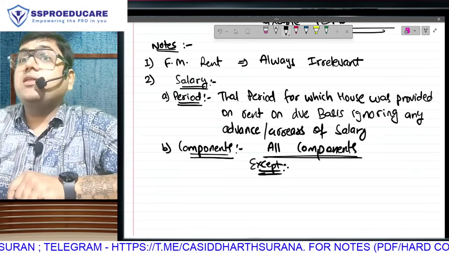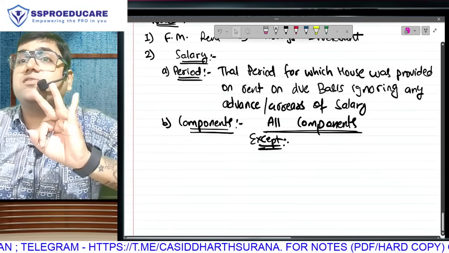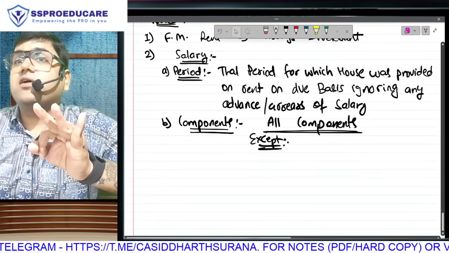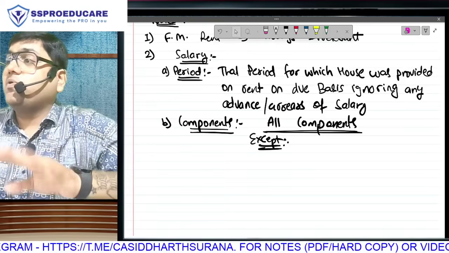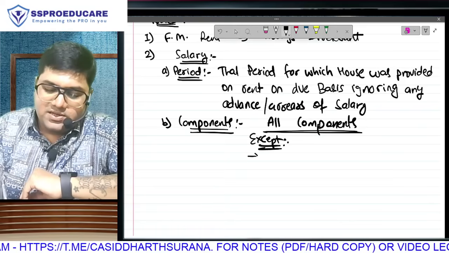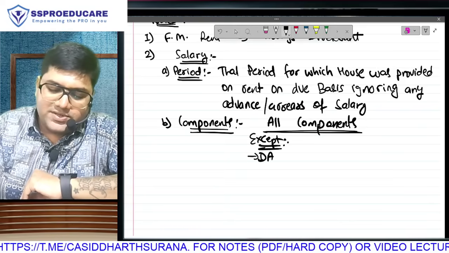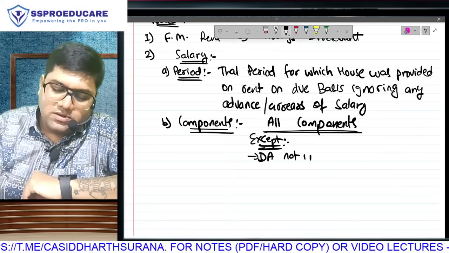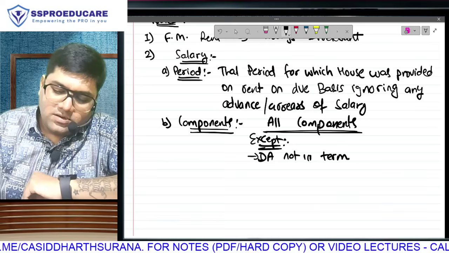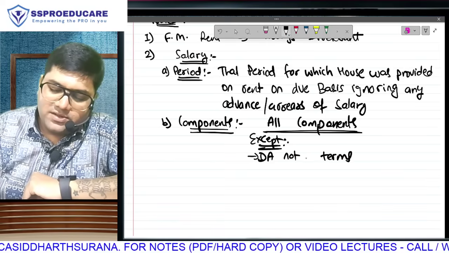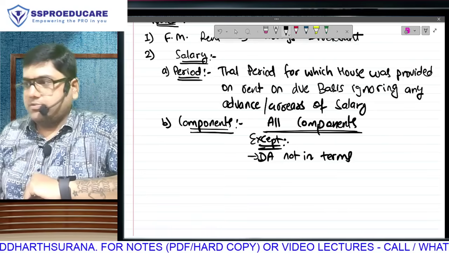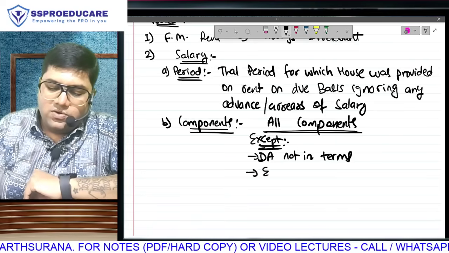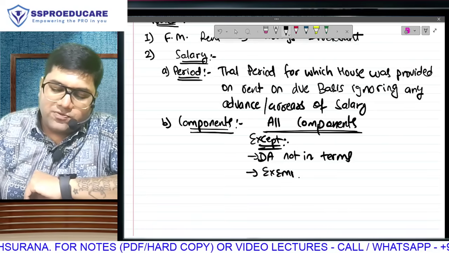Means, normally income tax follows the inclusive system: take 3 things. But here income tax follows the excluding system. Don't take these things. Which things? Don't take any DA which is not in terms. That means take only which DA? In terms. Second, don't take the exempt part of allowances.